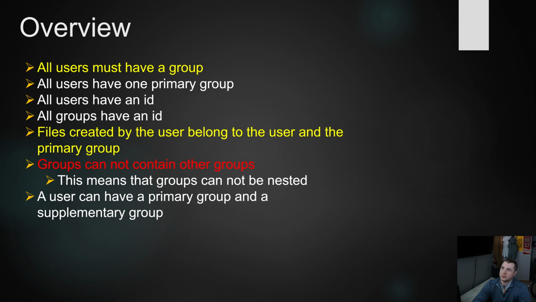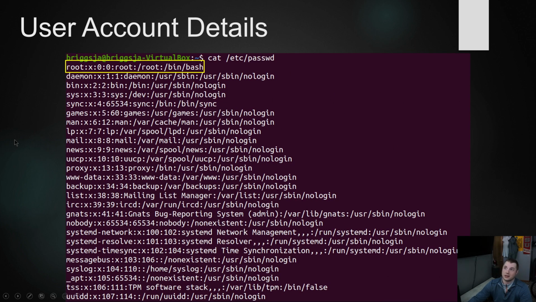Okay? Groups cannot contain other groups, so there's no group nesting like you would have in Active Directory. And then a user can have a primary group and a supplementary group, which I've already stated. But again, it cannot be nested. If you can remember all those things, you'll be fine. Okay? Everything else is just examples of how to do what we're trying to get to.